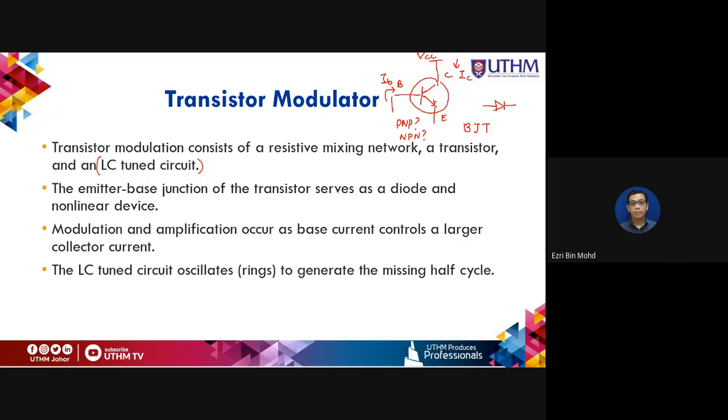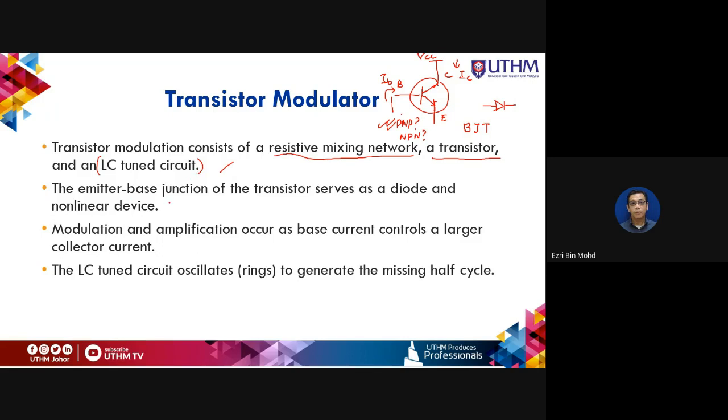Ni emitter, right? So emitter, base and collector lah. So ni tak salah ni PNP kot. Right, kita cek balik. PNP. PNP ya, PNP. Okay, transistor modulation consists also of a resistive mixing network, a transistor and an LC tuned circuit. So samalah kan? Sama. So ada resistive mixing network, and then the diode is replaced by a transistor and also an LC tuned circuit.